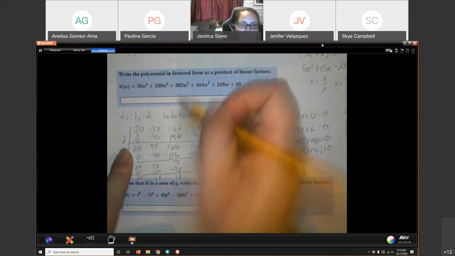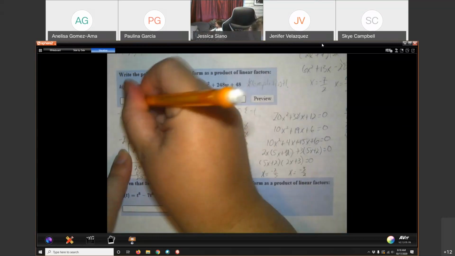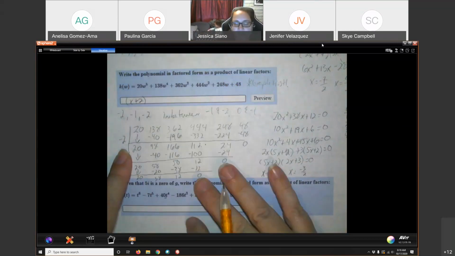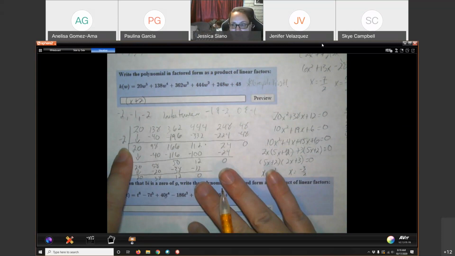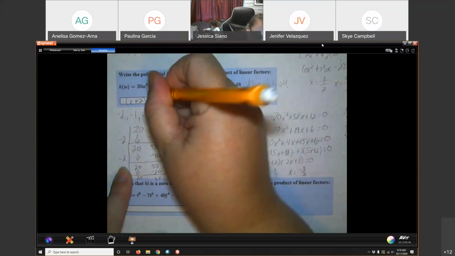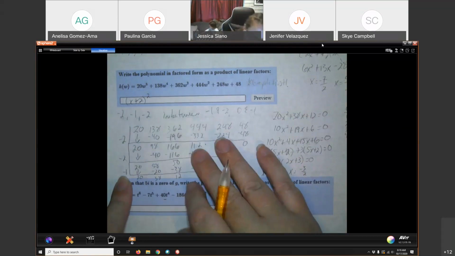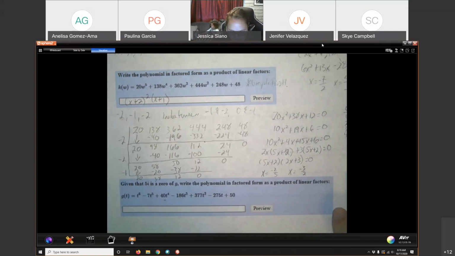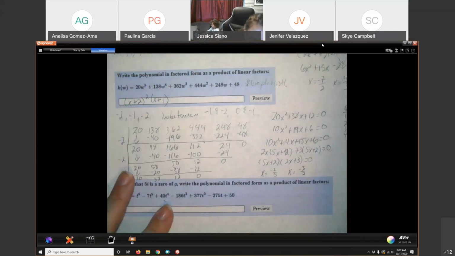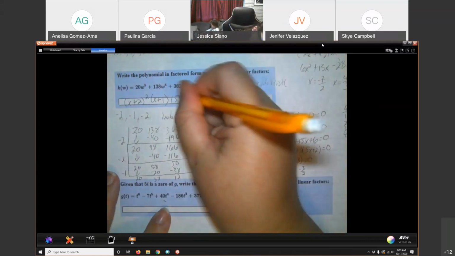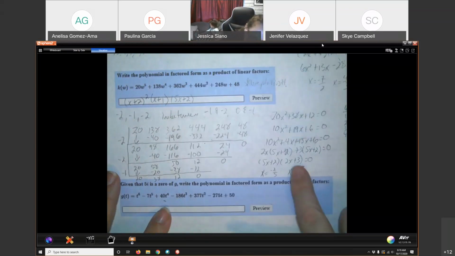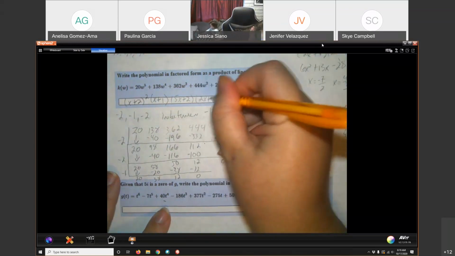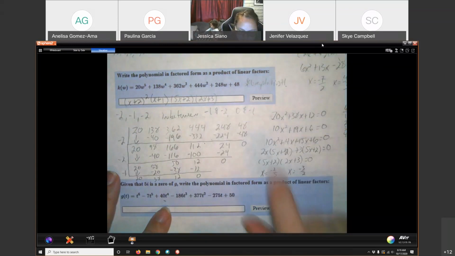So x equals negative 2, as a factor, is x plus 2. And we have 2 of those. So that should be x plus 2 squared. And then this would give me x plus 1. And then we have these two factors, 5x plus 2 and 2x plus 3. Now, the only other thing that I need to do here is, remember how I divided out a 2?